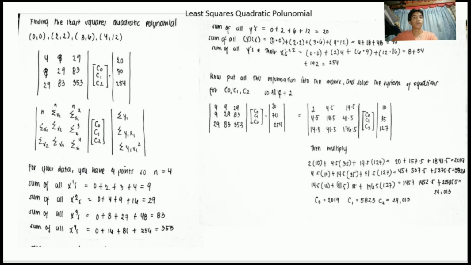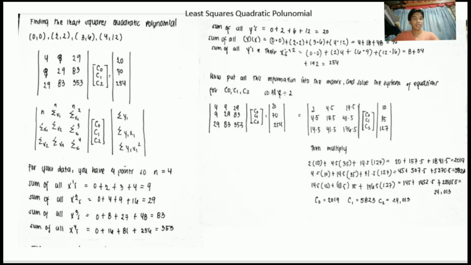That's our row 1, column 2 entry. We also need to sum all our x squared, so it would be 0 plus 4 plus 9 plus 16 equals 29. That's our row 2, column 2 entry. Then sum all our x cubed: 0 plus 8 plus 27 plus 64, we get 99, which is our row 2 column 3 and row 3 column 2 entry.